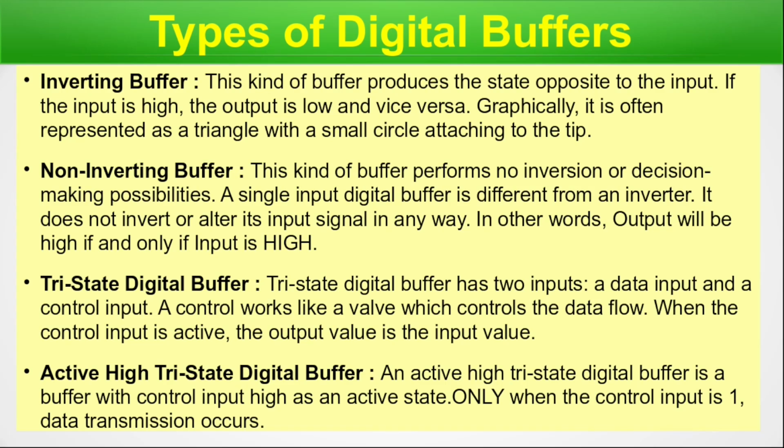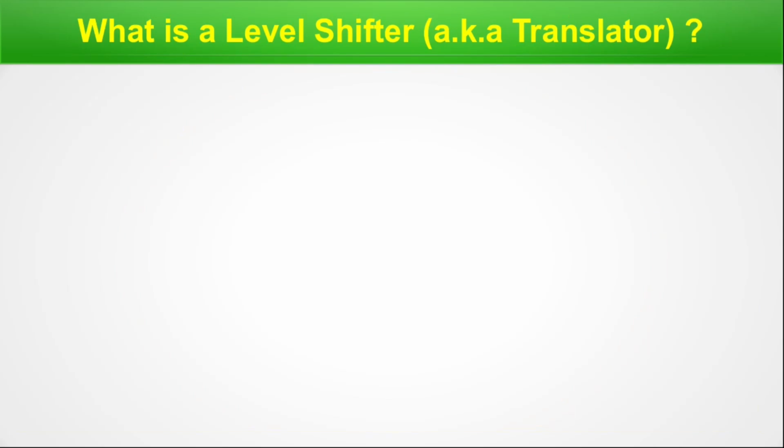Now you are familiar with the 4 types of digital buffers, that is inverting, non-inverting, tri-state and active high tri-state. We are done with the classification of digital buffers. Let's move on to the next slide.